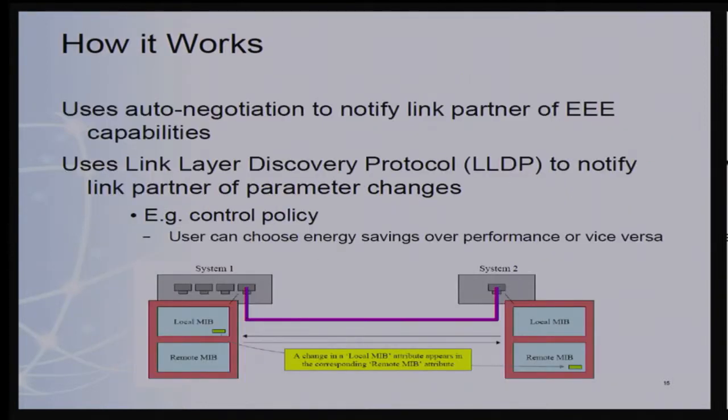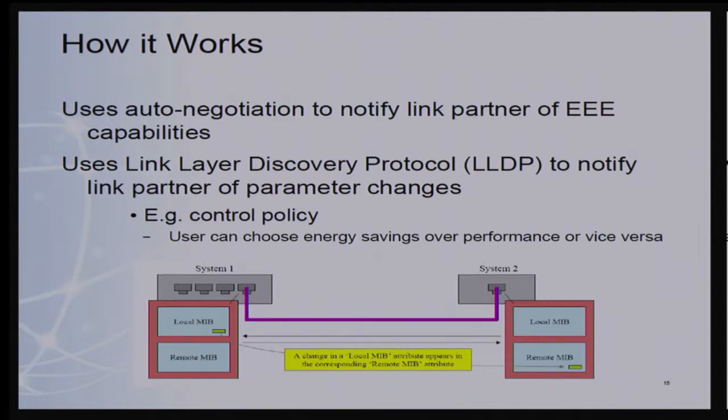The other thing here is, with the link partners, remembering that these are defined for twisted pair interfaces, the link partners will negotiate and advertise EEE capabilities during auto negotiation. Once the link is up, you can still communicate using LLDP to notify the link partner of the parameter changes.